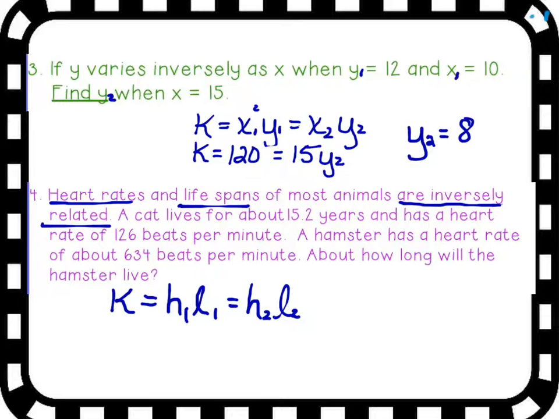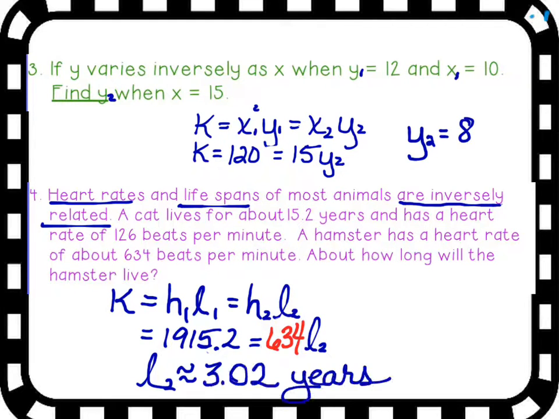So for a cat living 15.2 years and heart rate at approximately 126 beats, if you multiply these two numbers, you get 1,915.2. Now, the hamster's heartbeat and lifespan have to be the same. So we know that one of those pieces is 634. Just by simply solving this equation, you get approximately 3 years, which is about right. If any of you have had a hamster, you know they don't last too long for one reason or another.